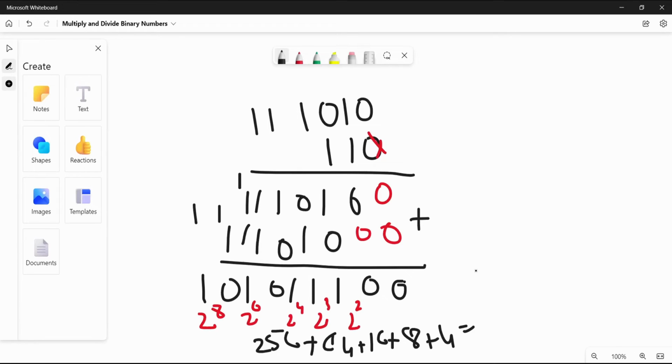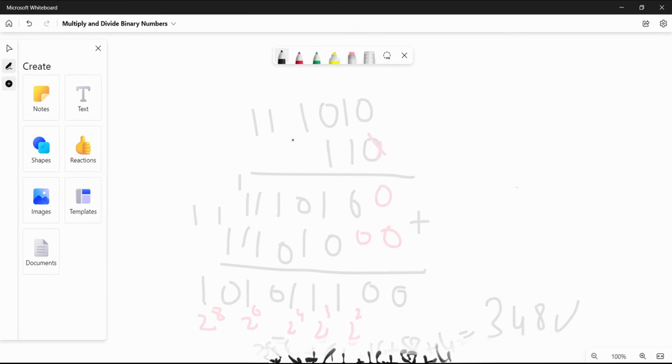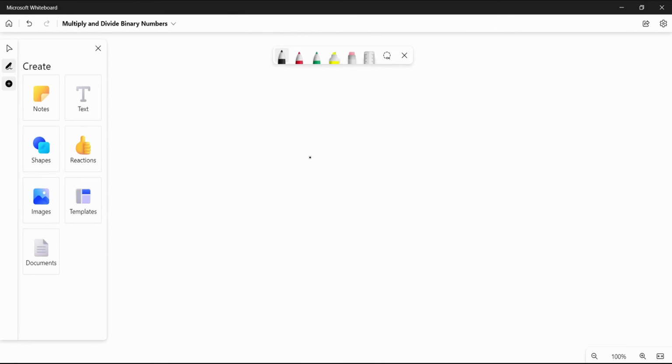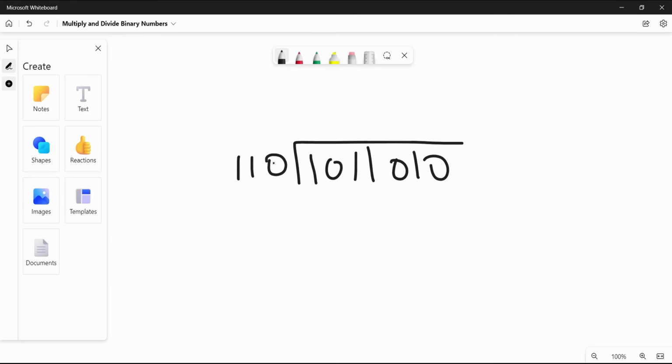So 256 plus 64 plus 16 plus 8 plus 4 will give us 348. So 58 multiplied by 6 is actually 348. And next, let's try to divide 90 by 6. So 10111010 divided by 6. So pause this video and try it on your own.